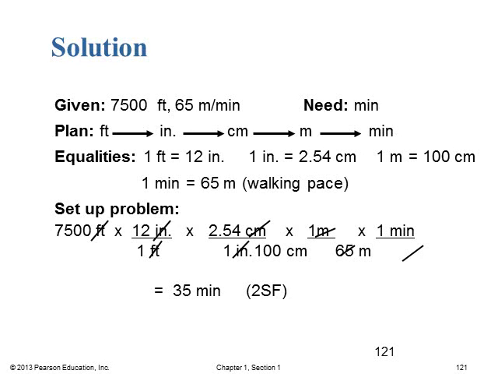Then we have here 7,500 feet. We have 2.54 centimeters per inch, and then 65 meters per minute. And so the fewest number of significant figures is 2, and so we're allowed to report two significant figures, which is 35.